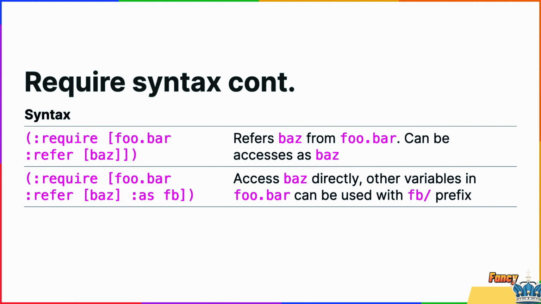It is also possible to require only a subset of the namespace. For example, if we want just the bars definition from foo.bar namespace, you can use the refer keyword. The refer and the as keyword can be used in conjunction as well.